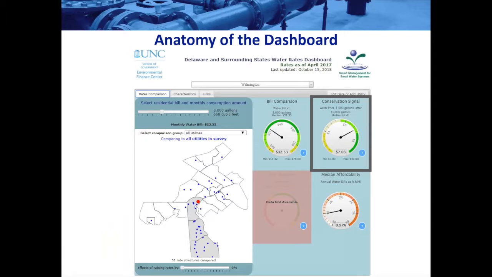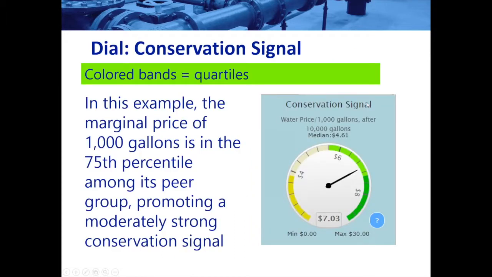Okay, looking at the next style, we have this conservation signal on the upper right, and this is the price for 1,000 gallons after 10,000 gallons have been used. So this is really looking at people that are consuming large amounts of water, more than what we would think of as typical. They could be doing a lot of irrigation, they might just have a large household and a lot of water needs, or maybe they have a leak they don't know about. But either way, what we're looking at is what sort of pricing signal does the utility send to its customers in terms of conserving water after using a lot of it.